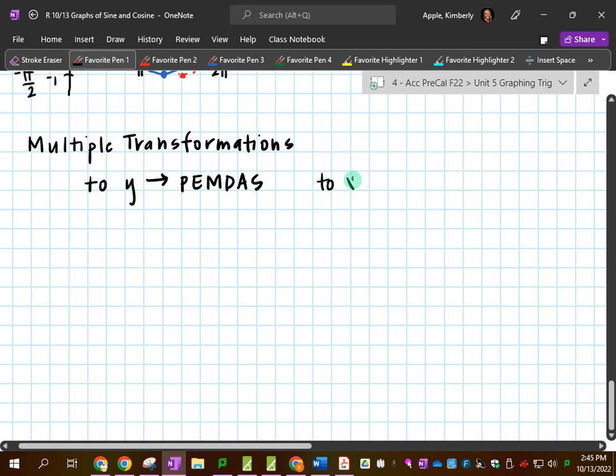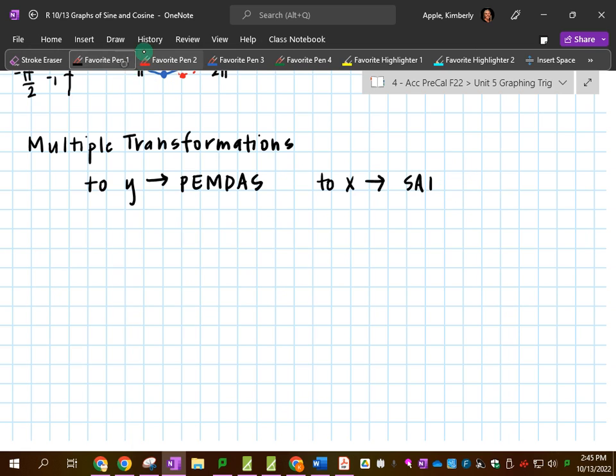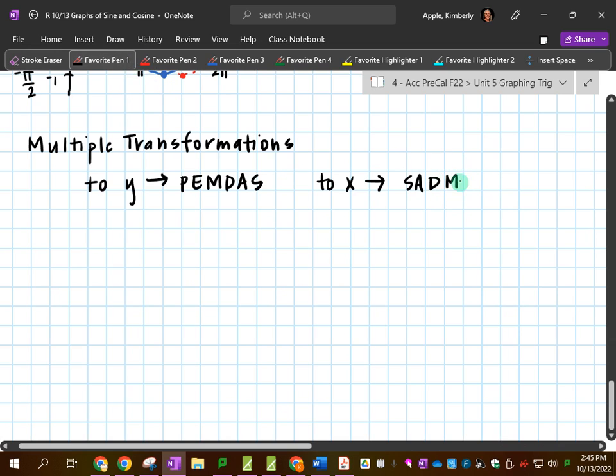When you are doing things to x, you do it backwards. SAD MYTH. It's just PEN MYTH backwards. You just go in reverse. So these go together, these go together, these go together, these go together. Okay.